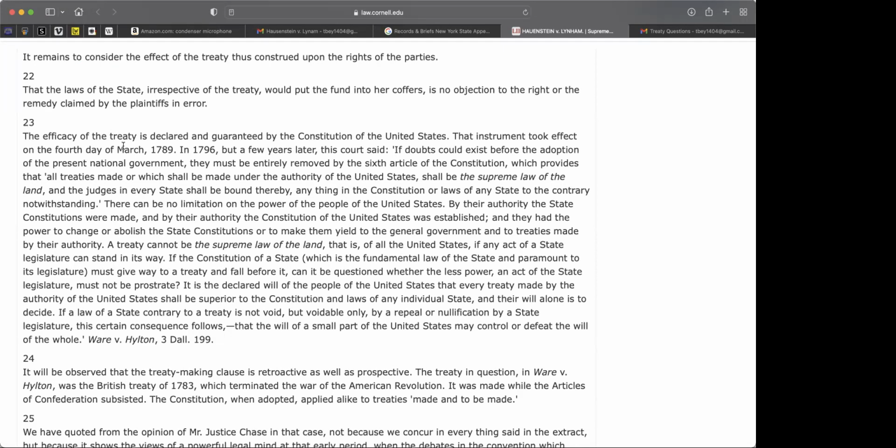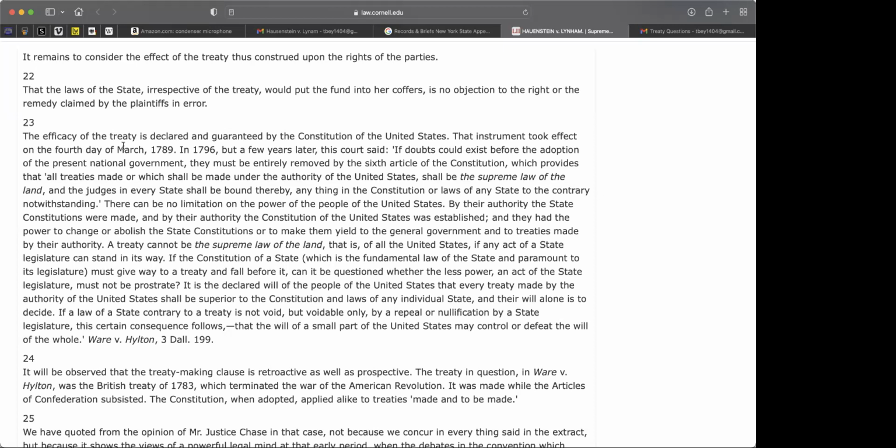Anything in the Constitution or laws of any state to the contrary notwithstanding. There can be no limitation on the power of the people of the United States. By their authority, the state constitutions were made, and by their authority, the Constitution of the United States was established. And they had the power to abolish the state constitutions, or to make them yield to the general government and to the treaties made by their authority. A treaty cannot be the supreme law of the land, that is, of all the United States, if any act of any state legislature can stand in its way.